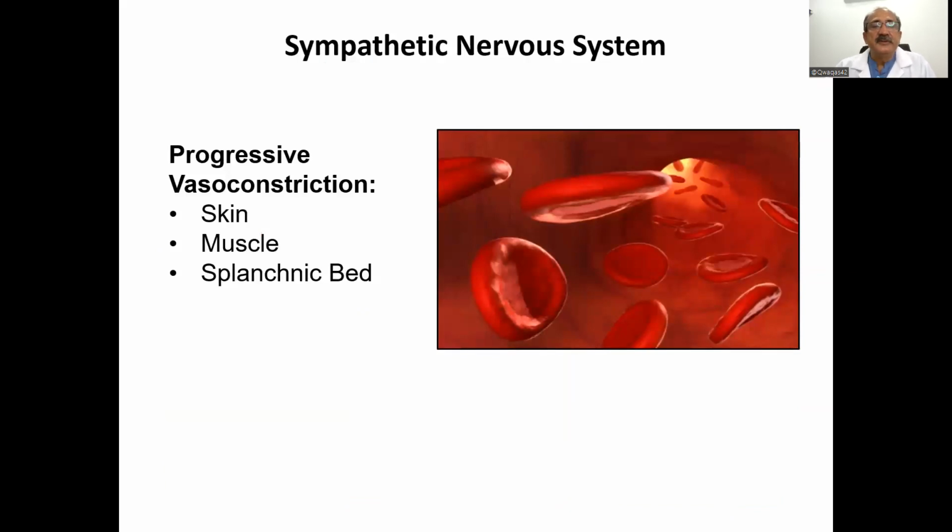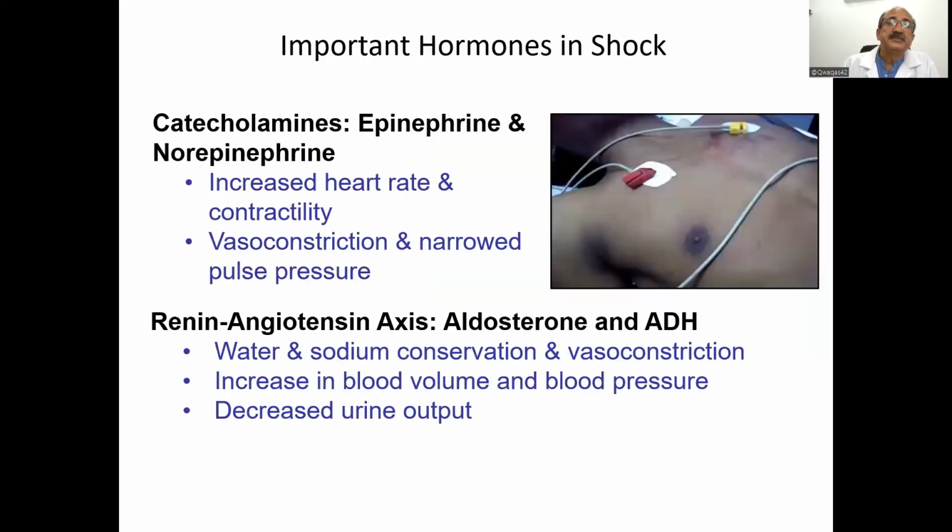Initial response, the first response after the injury, whether it is mild, moderate, or severe, is a progressive vasoconstriction in the skin, muscle, and the splanchnic bed. Why does it happen? Because you have to conserve the blood and give it to the major organs. Okay?